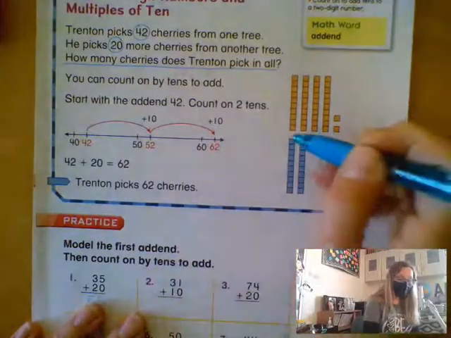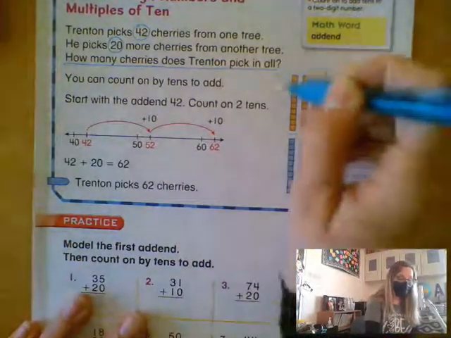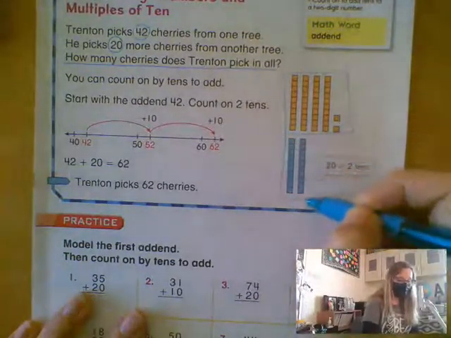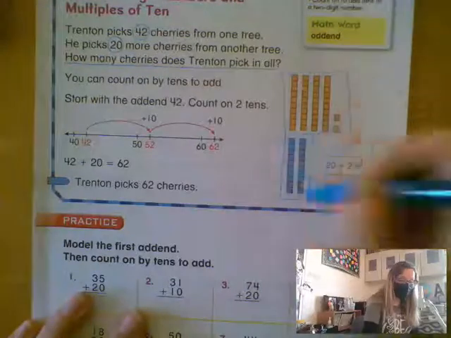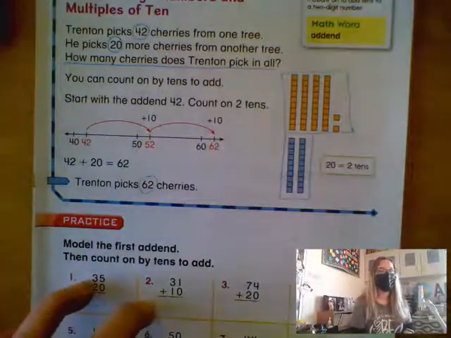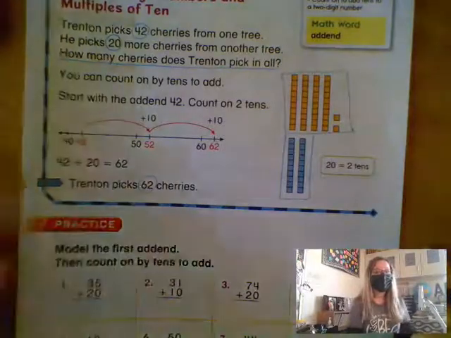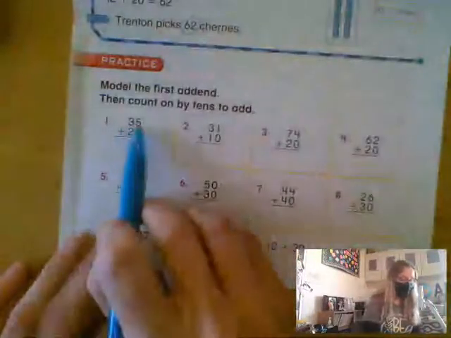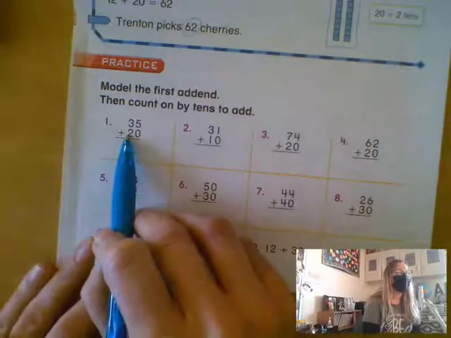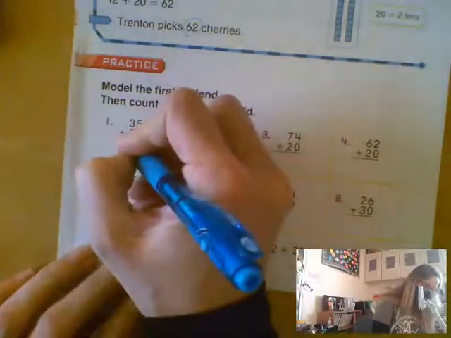So they had 42, which is 4 tens and 2 ones. They added 2 more tens, so now we have 6 tens and 2 ones. So Trenton picked 62 cherries. So if we have 35, we can count 45, 55. So go ahead and trace 55.